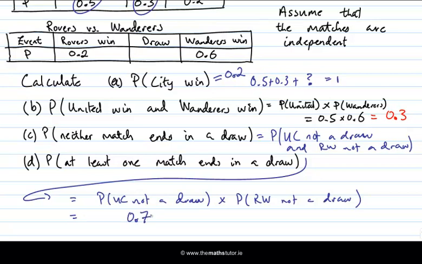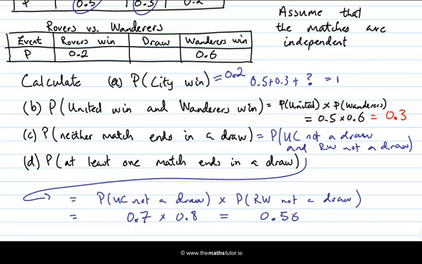And by the same kind of reasoning, the probability of Rovers Wanderers not being a draw is 0.2 plus 0.6, so that's 0.8. So overall, this probability is 0.7 times 0.8, which is 0.56. Okay, so that's the answer to part C.